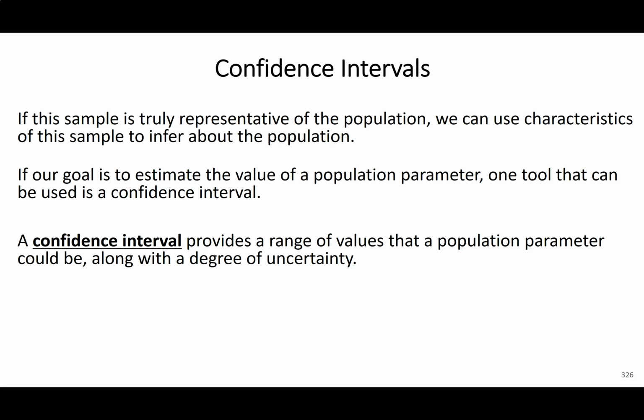A confidence interval introduces a range. So, I think it's between 54 and 68 inches. I don't know. That way, you're much more likely to be accurate. You're much more likely to have the mean in that range than just a single value. So it provides a range of values along with a certain degree of uncertainty. So it's not guaranteed to be in that range of values, but it's very likely that it is.